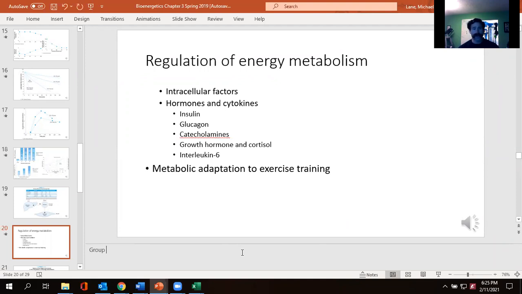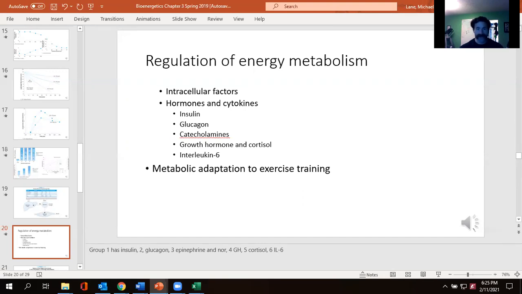Okay, so group one has insulin, two, glucagon, three is going to be epinephrine and norepinephrine. And then 4 is going to have growth hormone. 5 is going to have cortisol. And then finally, 6 is going to have IL-6.